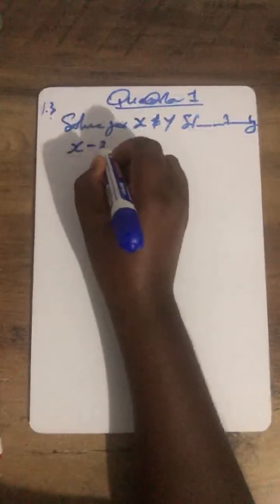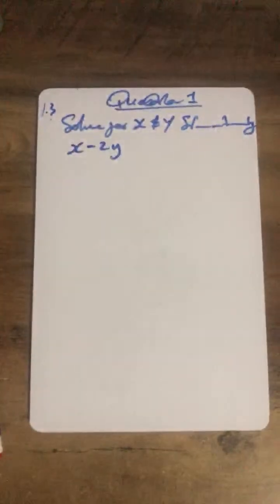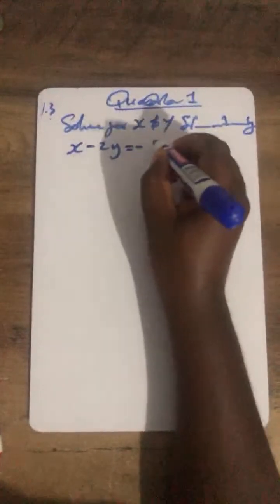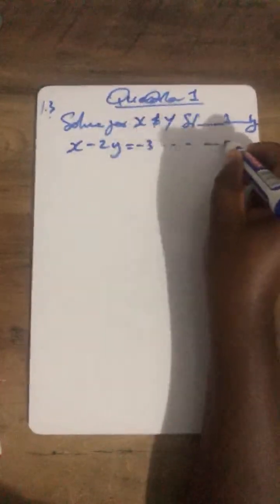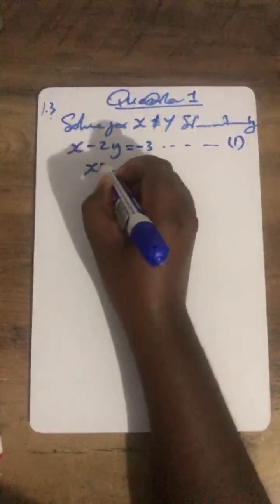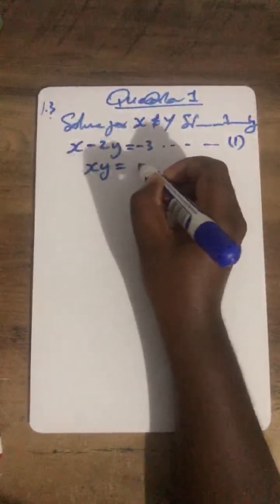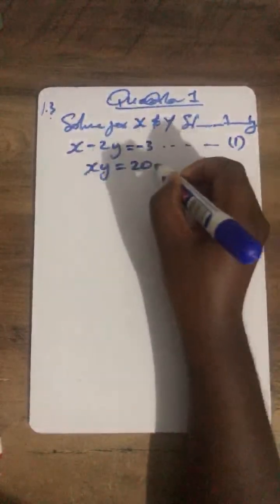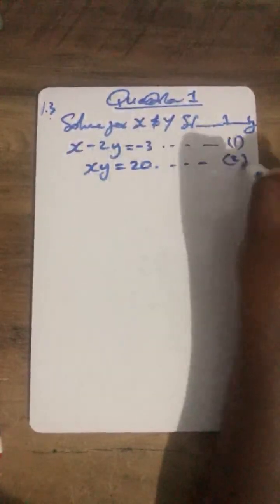Solve for x and y simultaneously. This is what you are given: x minus 2y, I hope I'm copying it correctly, equals -3. We can regard this as our equation number 1. Then we are given another one, which is just xy equals 20. We can regard this as equation number 2.